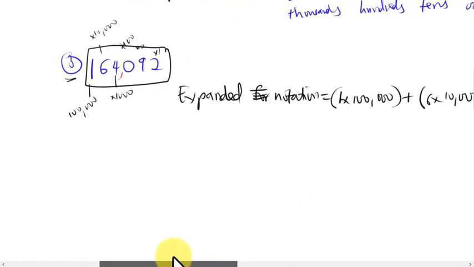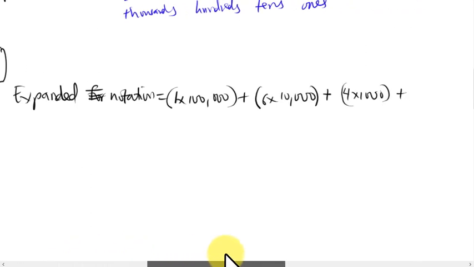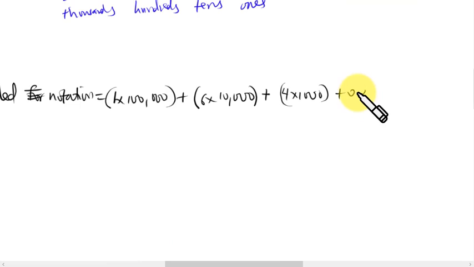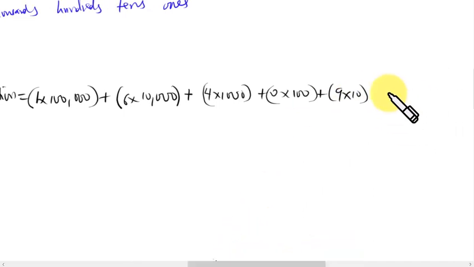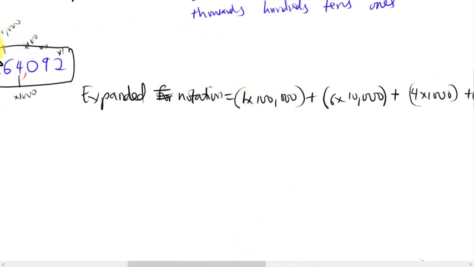What do we have? We have 0, and where is it? It is at the hundreds position. So we have 0 times 100. Then we have plus. The next one is 9 at the tens position. Then we have the last one, which is 2. So plus 2, which is at the ones position. So that is what we have for the expanded notation.